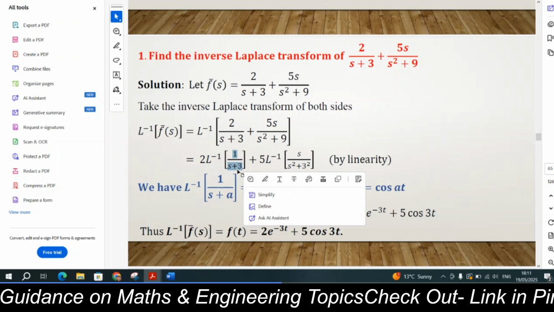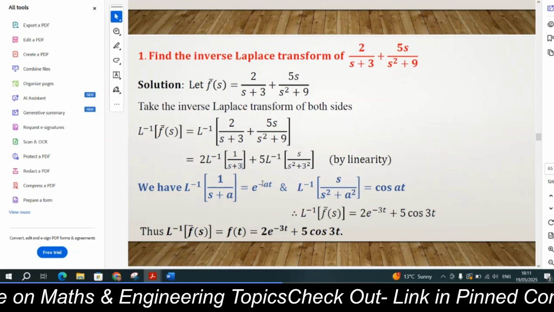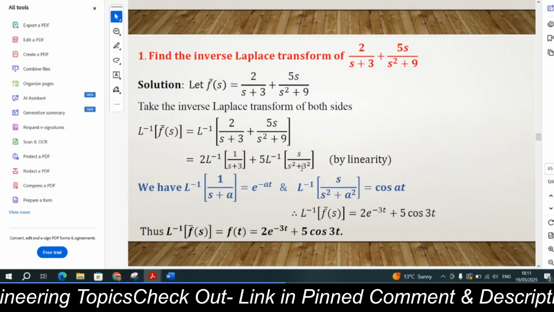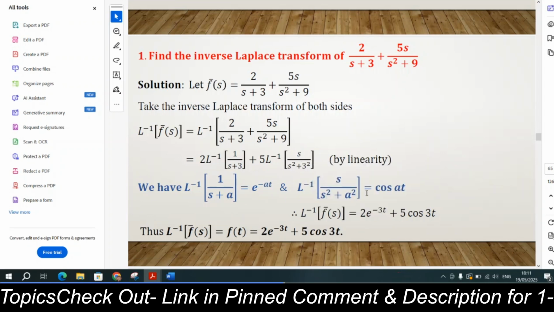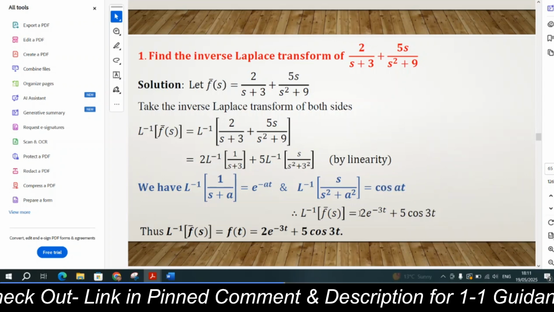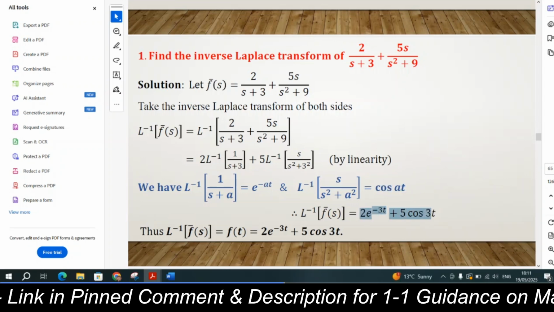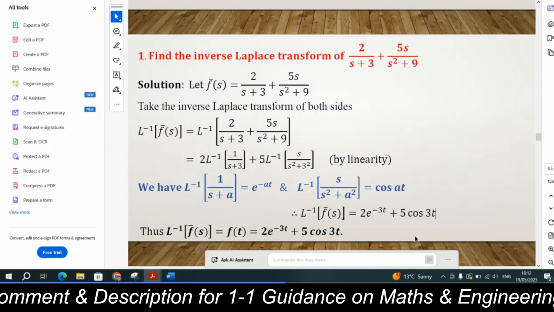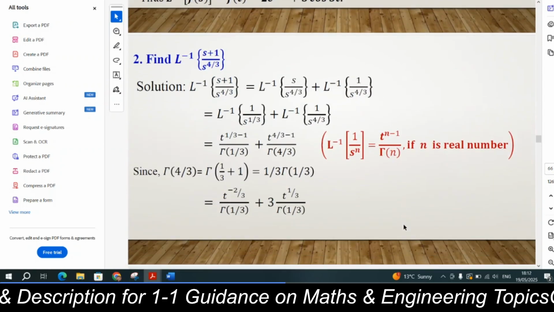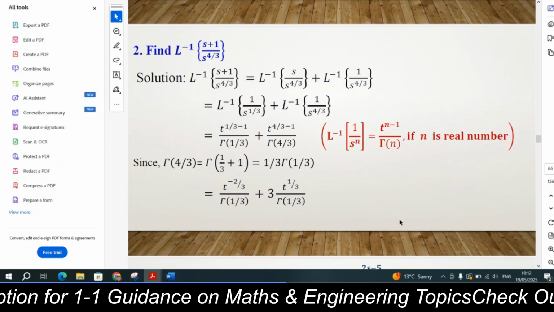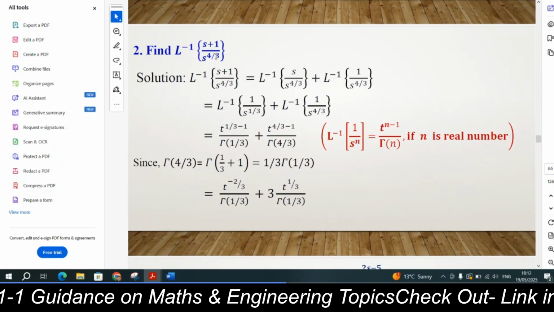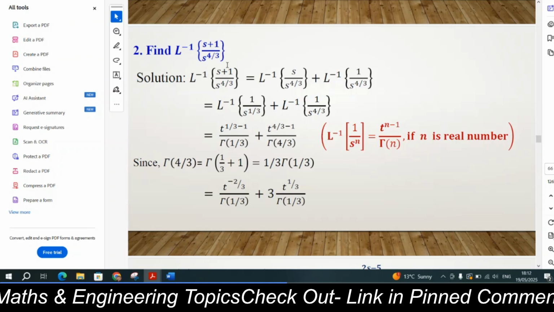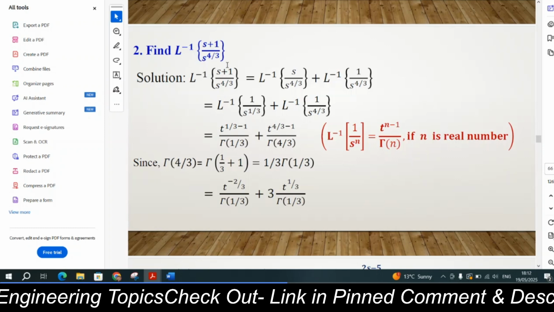So 1 over s plus 3, what happens? It becomes a power of e, e to the power minus 3t. That's correct, as mentioned over here. And similarly, over here you have an s in the numerator, so it has to be a cos function with a plus sign. It is 3 square, so it becomes cos 3t, and therefore you have your answer: 2 into e raised to minus 3t plus 5 into cos 3t. Okay, that's your answer. Let's move on to the next one. Again, a problem given over here.